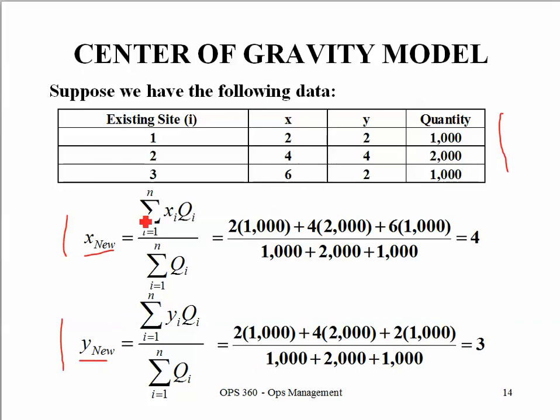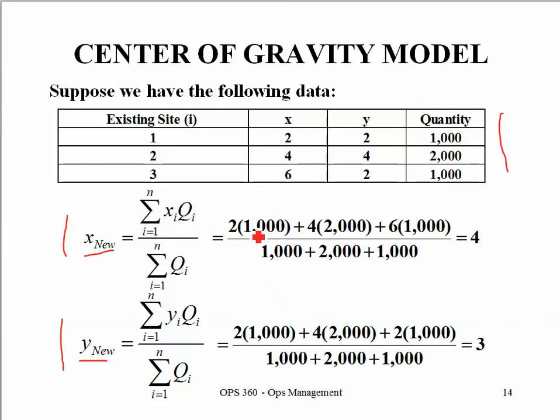So again, we've got these summation signs. We're adding up a bunch of stuff. Little n here is 3. I've got 3 sites. So in the numerator, to find the east-west coordinate of the new site, I'm adding up the product of the distance of the existing site from the reference point times the quantity being shipped between that existing site and my new site, adding that up across all 3 sites.